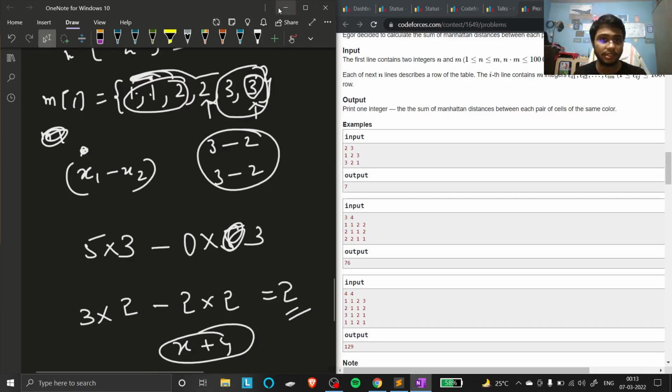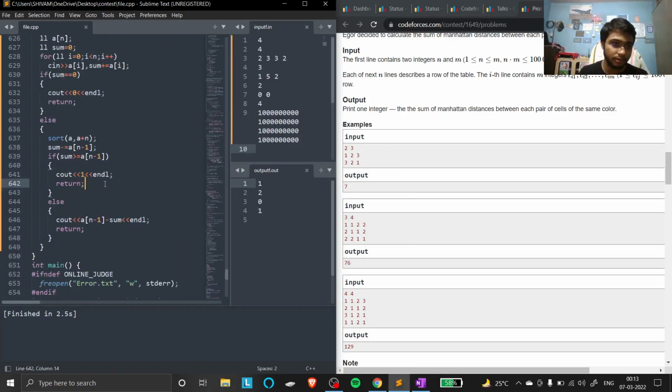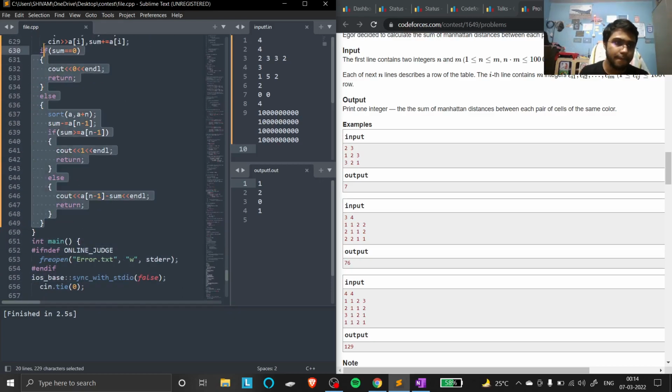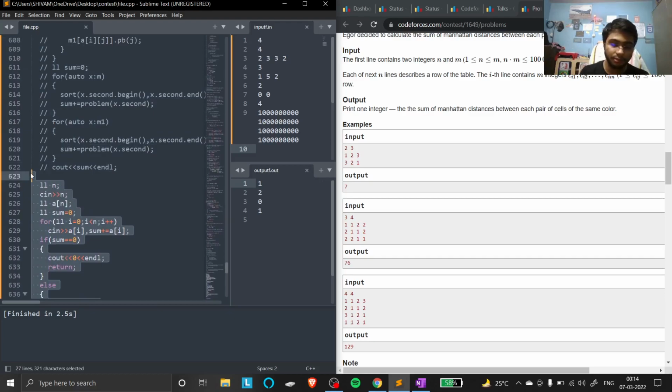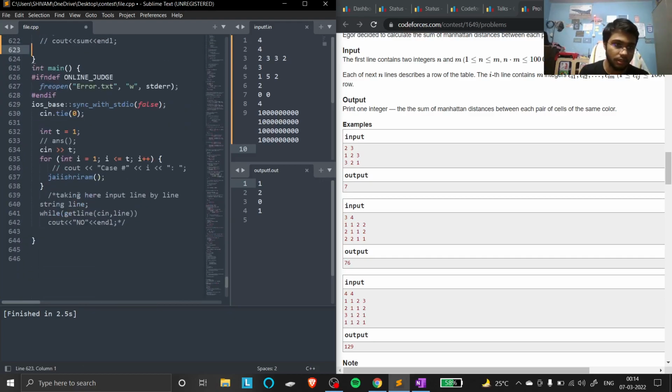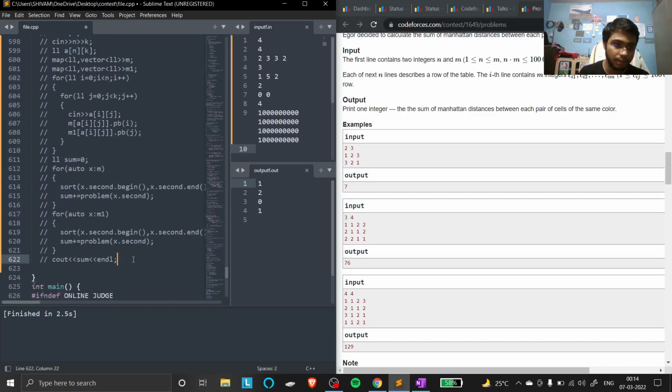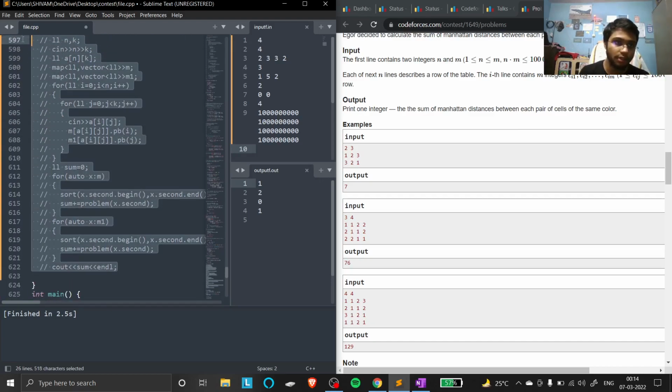So let me show the code here. Let me erase these things. It's literally a very beautiful solution, and a very small solution, so it is not complicated also. Let me remove this comment. This is a small problem.